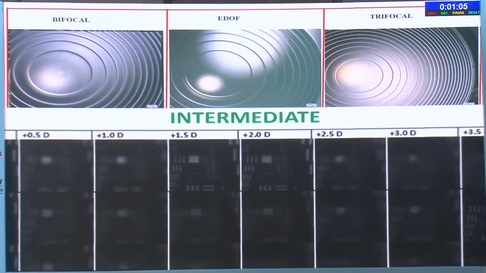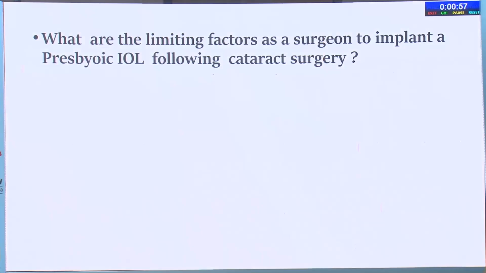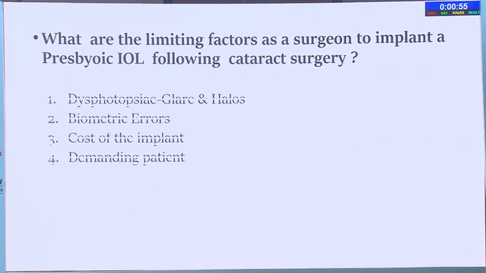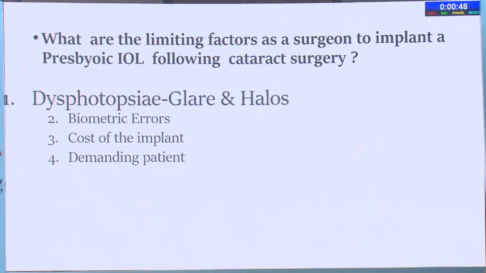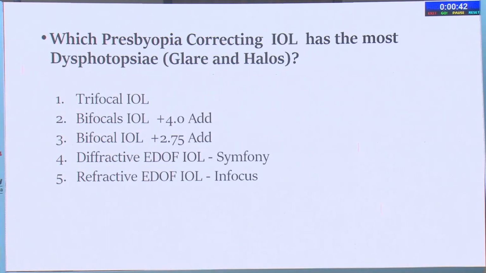So as I told you, a bifocal works well for near and distance. A trifocal is a compromise for all the three distances. So these are the common questions. Why do surgeons not implant multifocals? The basic answer is dysphotopsia, glare and halos, and they're scared whether they would give an N6 to these patients when they ask. I tell them there's no straightforward answer to anything.